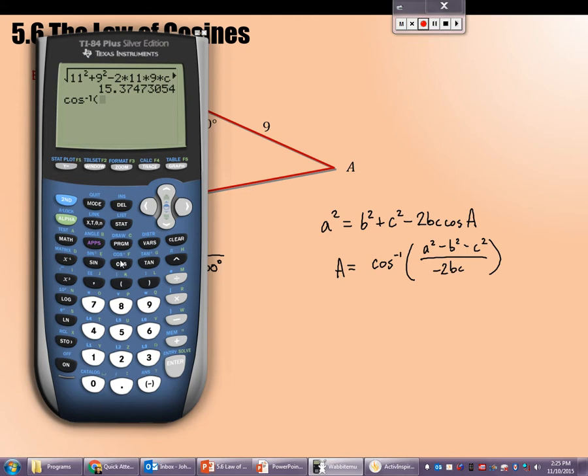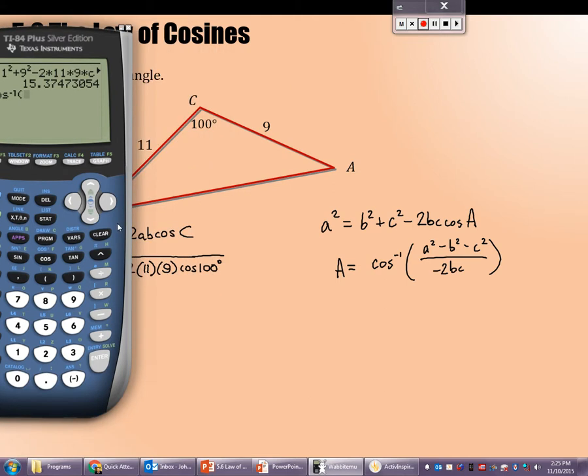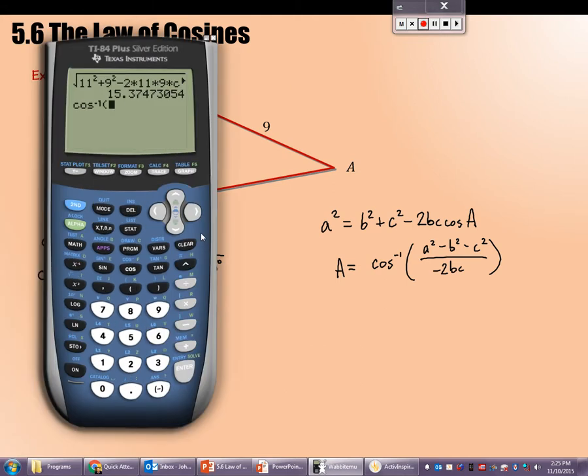Cosine inverse of, what's B? A is 11? Okay, so 11 squared minus 9 squared. Again, don't use a rounded value. Minus second answer squared all over negative 2 times 11 times second answer. What was that? So you see how I typed that in?